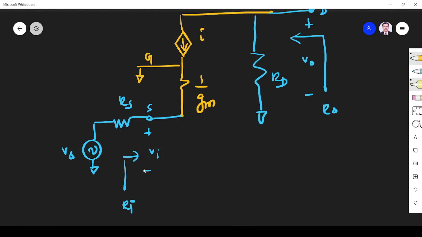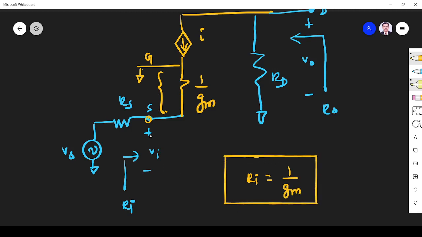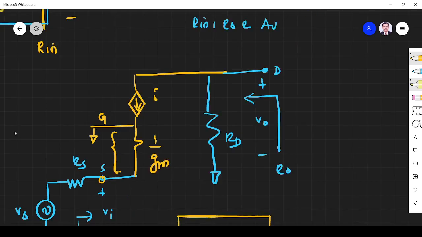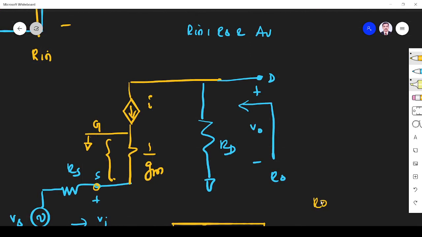From this diagram, I find RI. RI is the resistance between the source and the ground. The gate is also grounded, so instead of calculating RI here, I can find RI across this also. Across the source and ground, what is the resistance? The resistance is 1 by gm. So RI is 1 by gm, because the gate is also grounded. From here we can identify RO. Directly we can say RO is RD only.